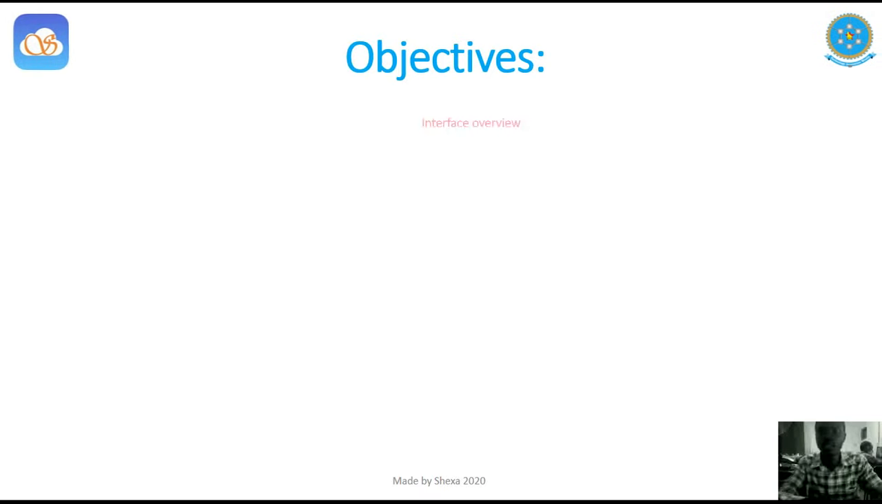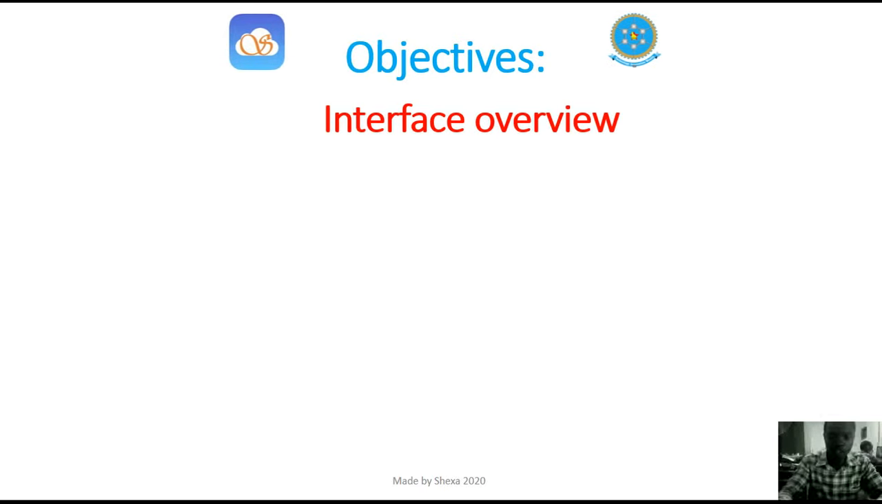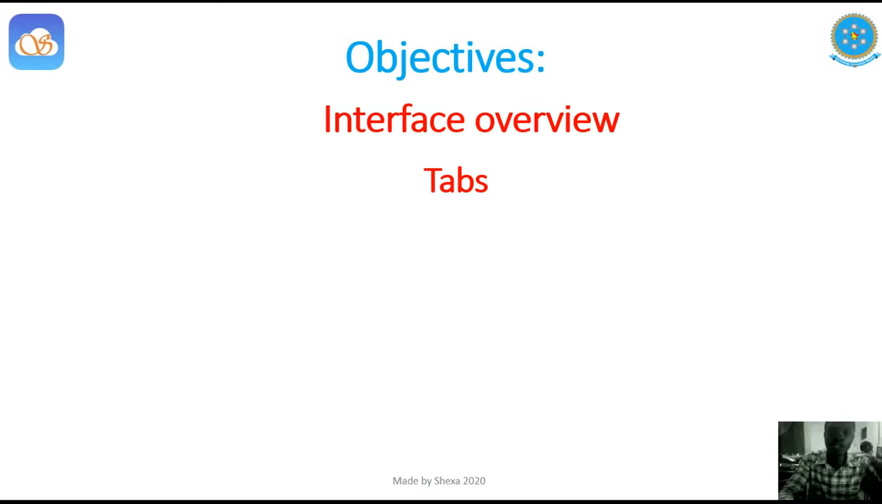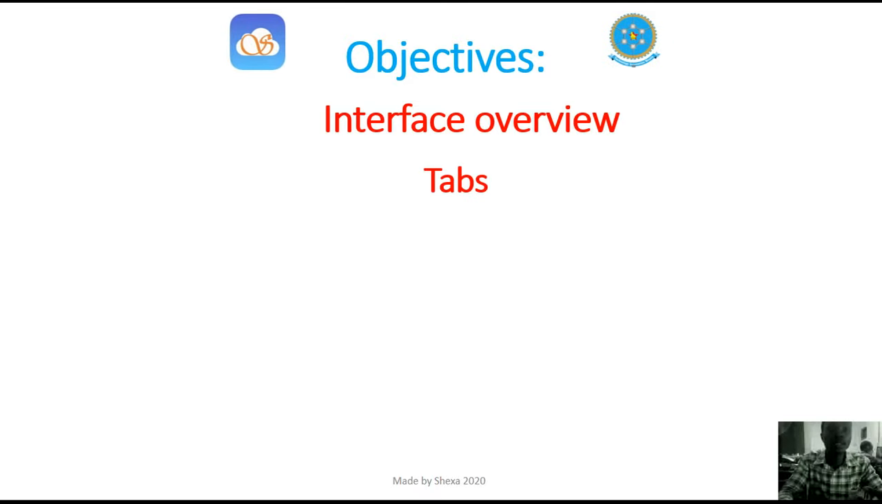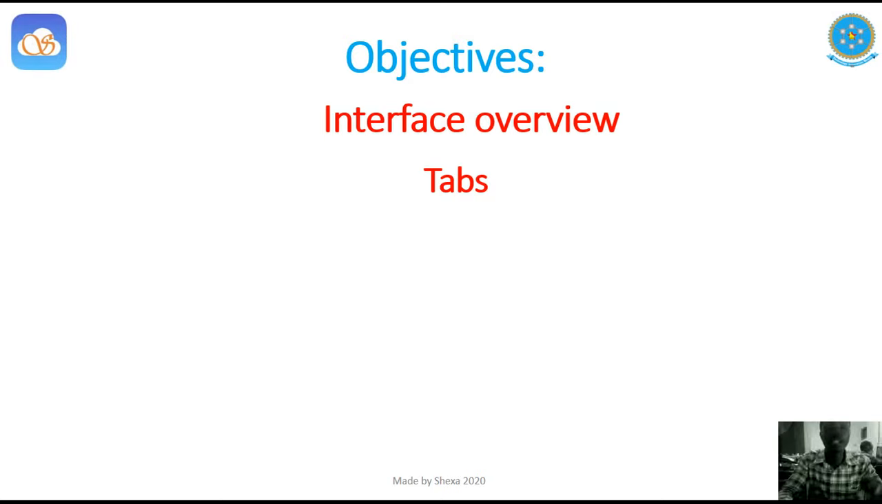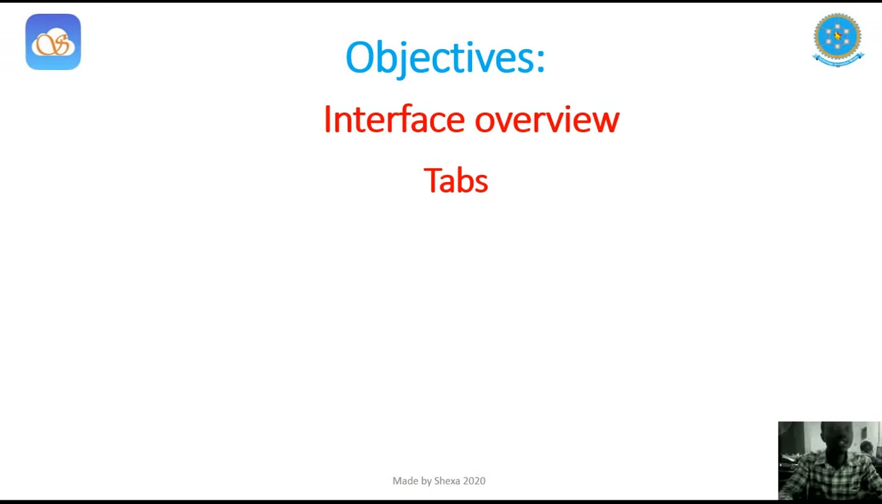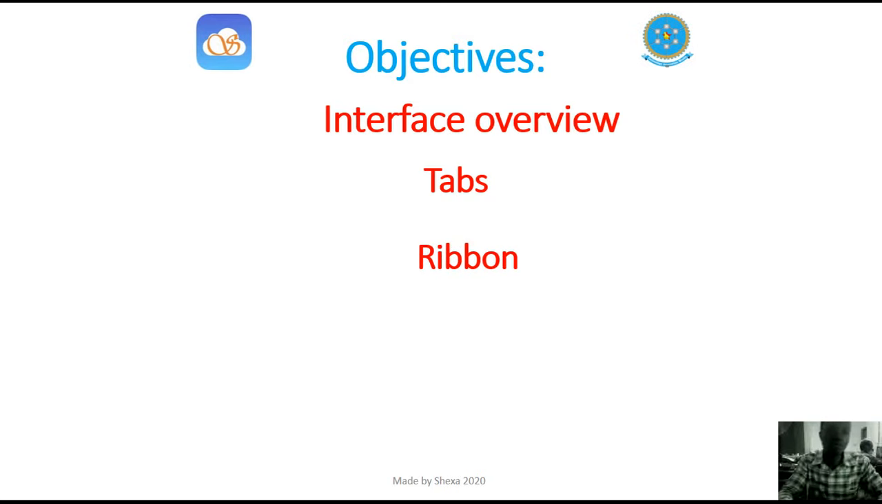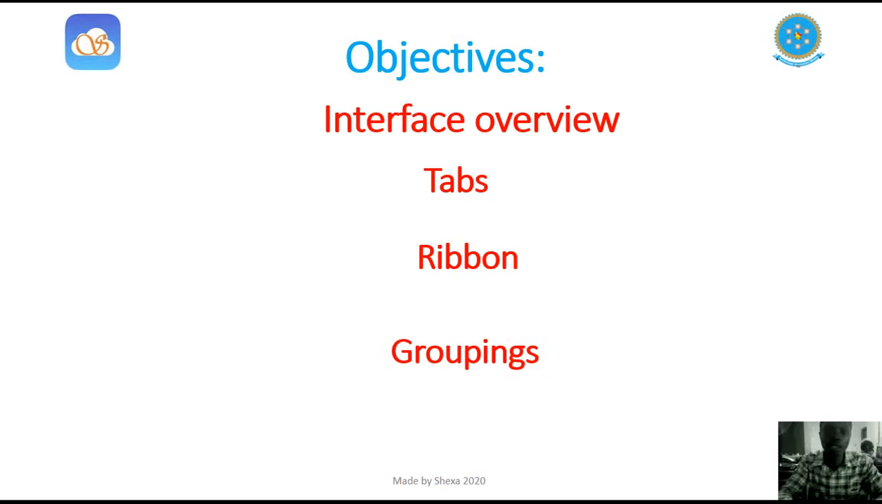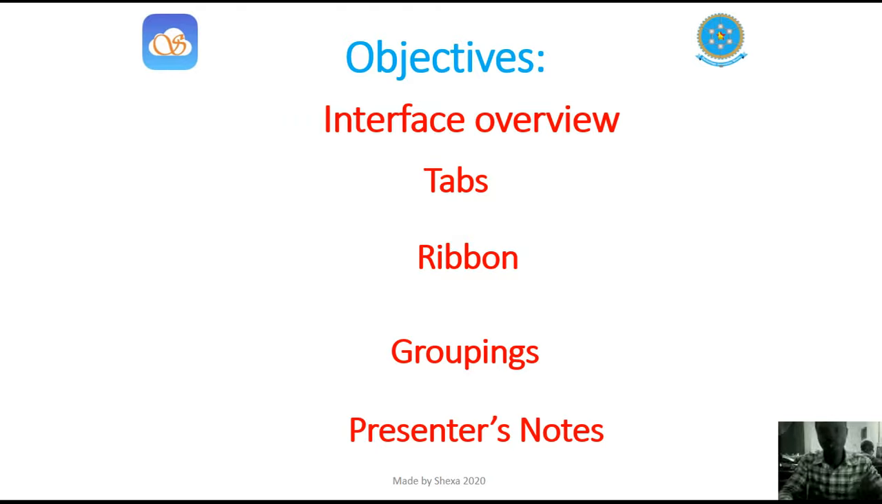Here are the objectives, and the objectives go: interface overview, where we will talk about all the graphical user interface of this application called PowerPoint. We're going to talk about the tabs, we're going to talk about the ribbon, we're going to talk about the groupings, and then presenter's notes.